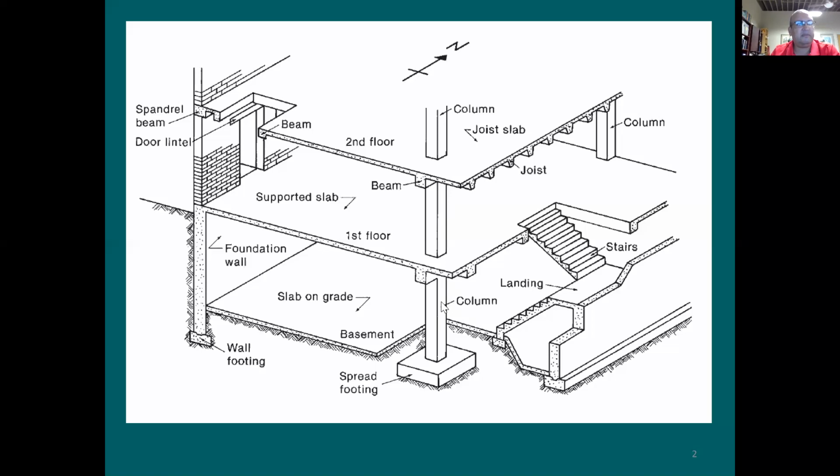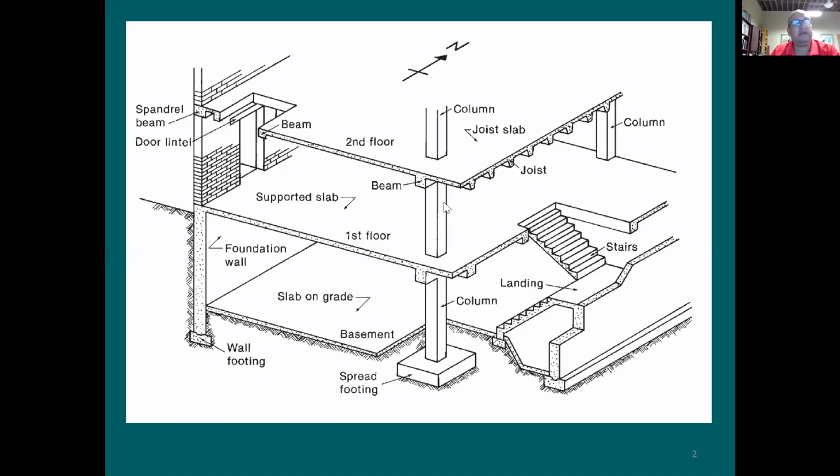How about this column? Does this support the first floor only or first floor and second floor? First and second. So I'm going to say, okay, column load is going to be going all the way down to the footing. So this footing here supports the entire building because it supports this column and this column supports both levels. Does this make sense?